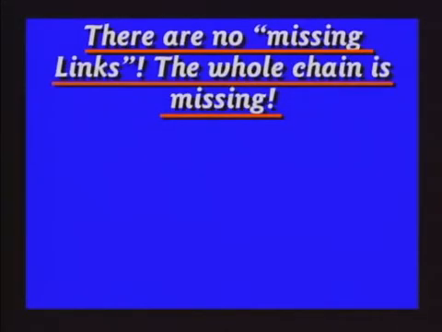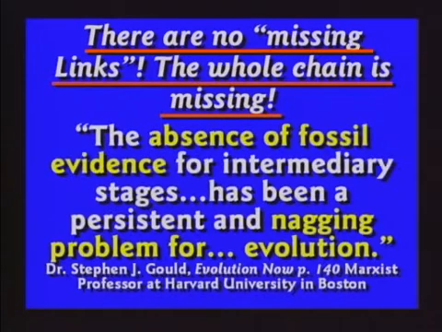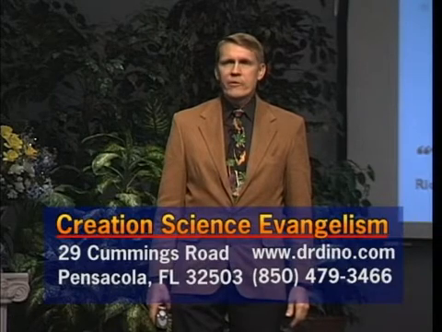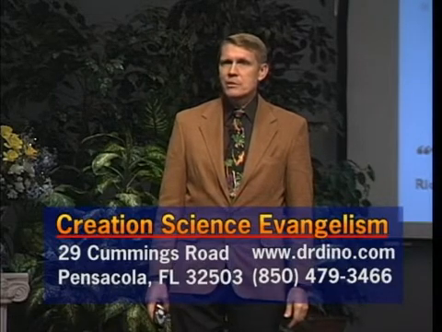So they got a new theory now to explain why they're missing. Stephen Gould said the absence of fossil evidence is a nagging problem for evolution. He knows there's no evidence for evolution, so he's got a new theory. He kind of brought up Goldschmidt's old theory that said maybe the first bird hatched from a reptile egg. Do what? He says, yeah, maybe evolution happened so quickly that there's no evidence. Oh, well, that's good. We don't have any proof, so that proves it. Try that one in a court of law. See how far you get.